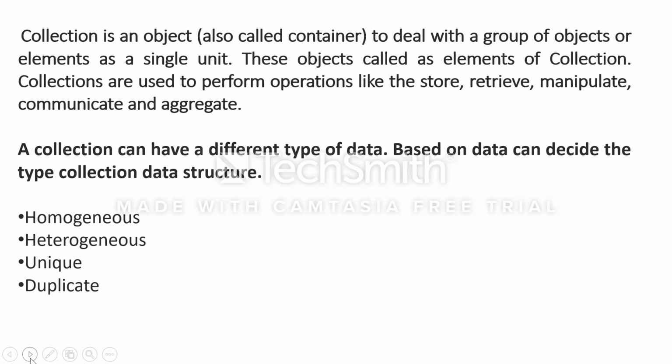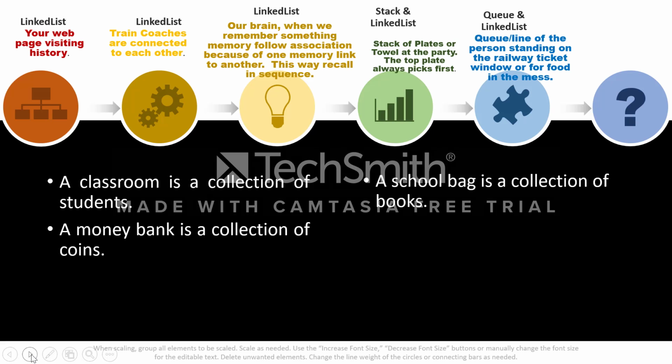So how many types of collection do we have, and what kind of data does a collection have? Based on what type of data the collection has, we can decide the collection data structure. For example, homogeneous, heterogeneous, unique, or duplicate. So these are the four types of collection. Based on data, we can define the collections. So here are the types of collection.